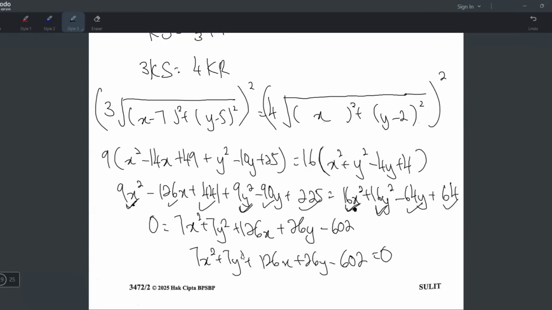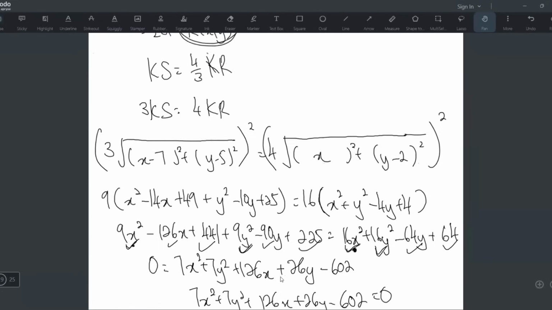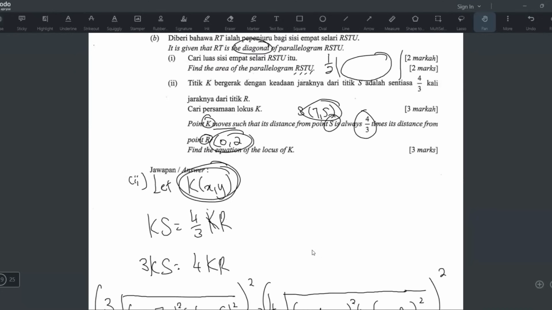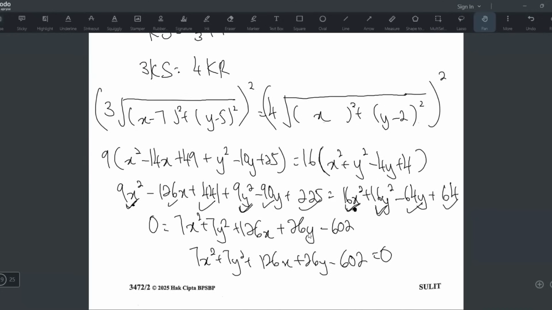Okay, wait. Can I simplify this? Because if I can simplify, then I should simplify. Okay, can I divide by 7? 602 can divide 7, but 26 cannot divide 7. So yeah, I think this is the simplest form already. Because you cannot simplify lah. And also you cannot divide with any similar number. So I think that's it. Yep, I'm done with this.